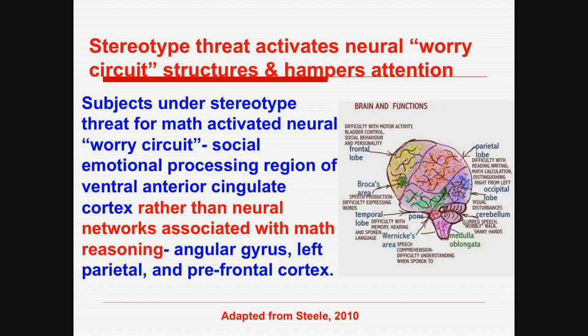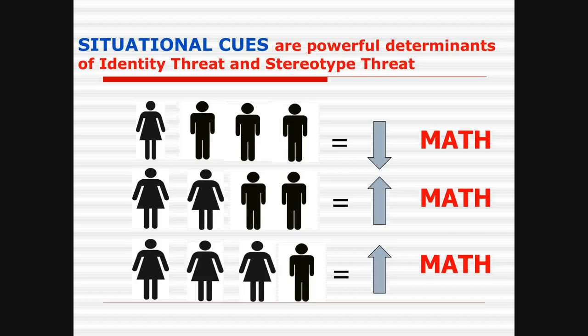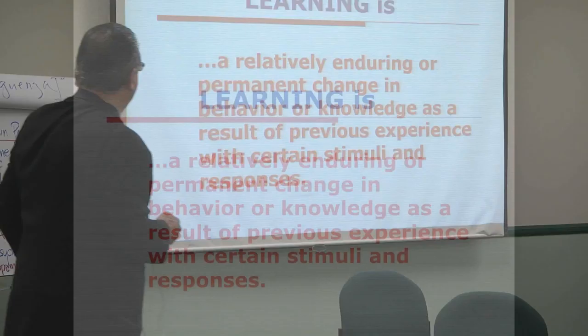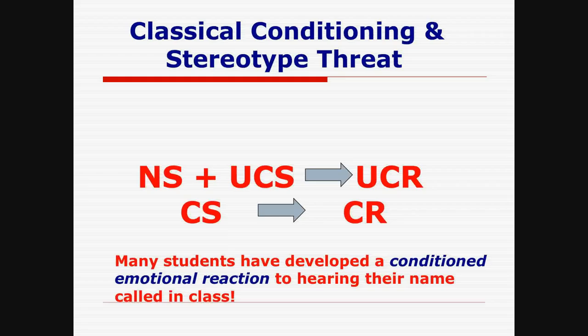Here the stereotype threat activates the worry circuit, and it's actually the ventral anterior cingulate cortex. There's the place in the brain. This is real stuff. Here, you see women with men decrease math scores. More women, less men, higher math performance. Stereotype threat at work. Now, you can't just bring in 50 African Americans so you can feel good. No. But you can shift the situational cues in the classroom.